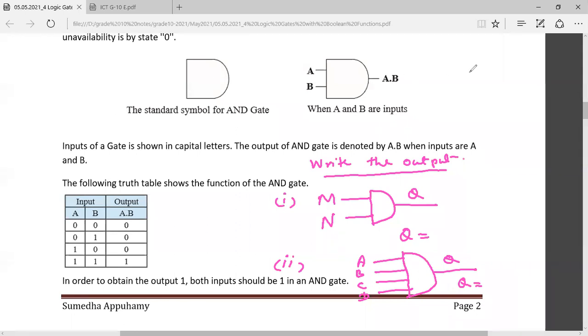Yes. So they have asked to use capital letters each and every time. The gate is shown in capital letters. Because of that, we'll write in capital M dot N. And here, what will be the output? Q is equal to A dot B dot C dot D.